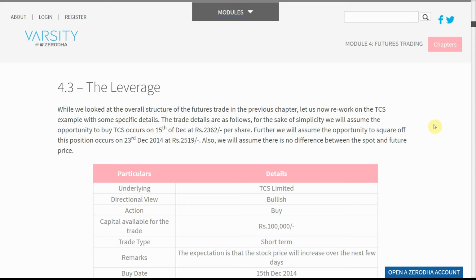The trade details are as follows. For the sake of simplicity, we will assume the opportunity to buy TCS occurs on the 15th of December at 2,362 rupees per share. Further, we will assume the opportunity to square off this position occurs on the 23rd of December 2014 at 2,519 rupees per share. Also, we will assume there is no difference between the spot and futures price.